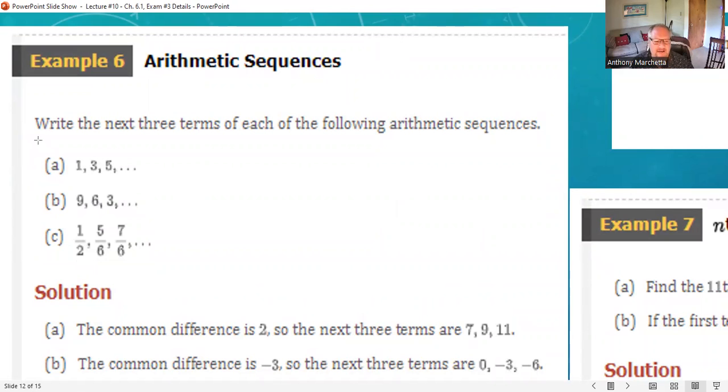I'm looking at this one right now. Write the next three terms. It does appear that I'm adding 2 each time. I guess it should be 7, 9, 11. And that is our answer. There you go.